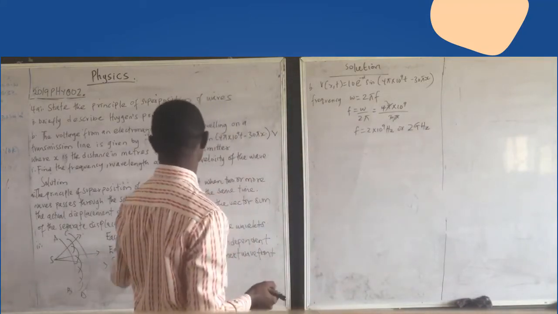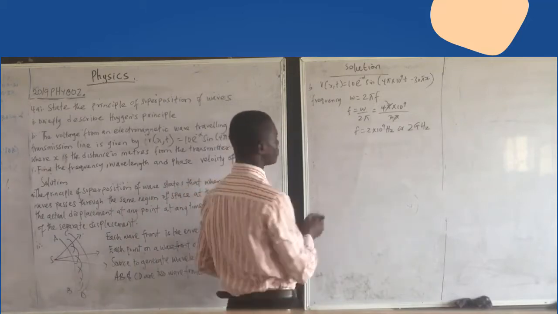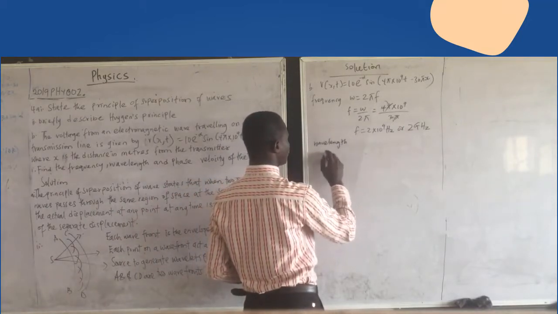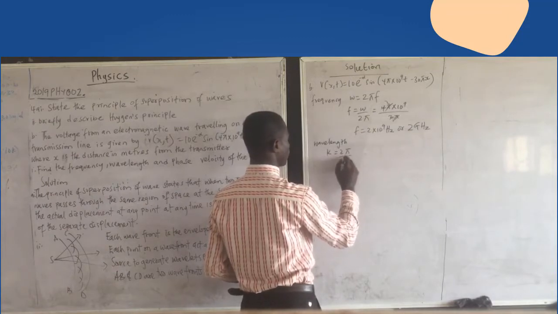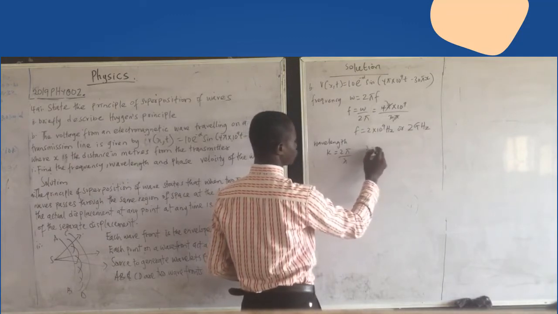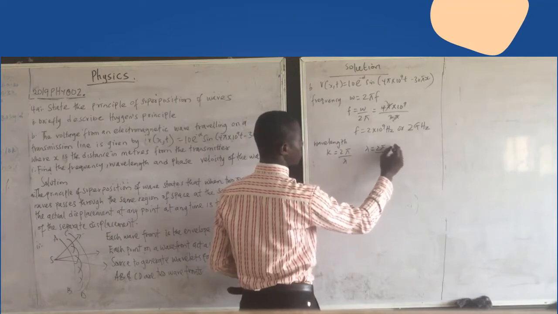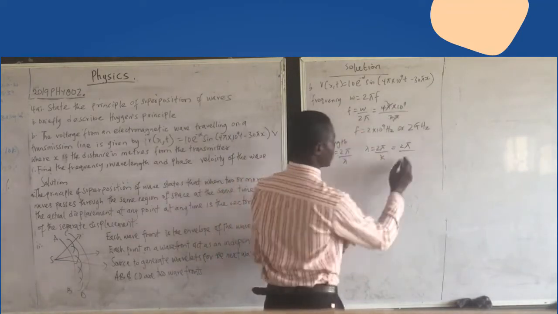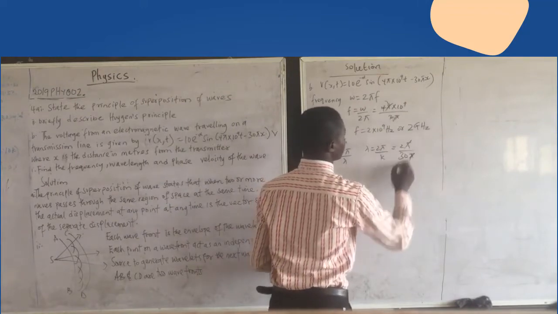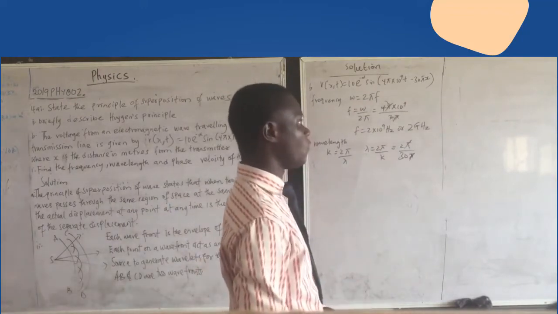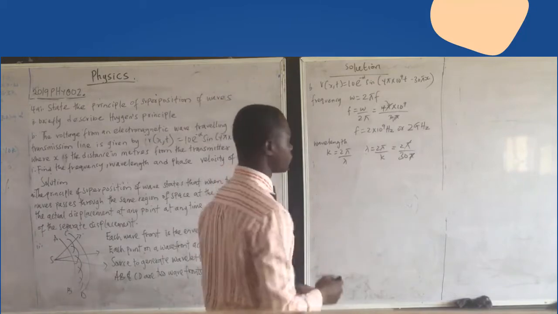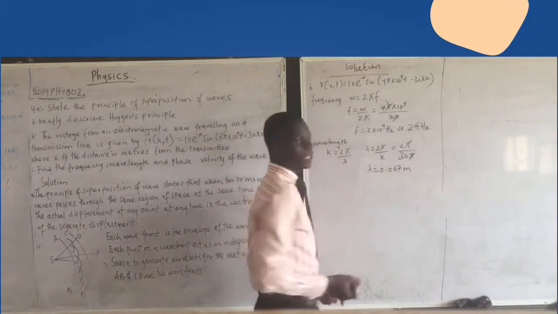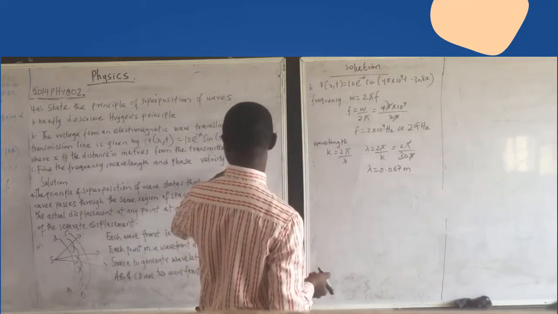So the next thing we have to do is find the wavelength. k is equal to 2 pi over lambda. So our lambda is 2 pi over k. Our 2 pi is there. k is 30 pi. So cancel this, 2 in 30, that's 1 over 15. If you divide 1 over 15, you should have 0.067 meter.